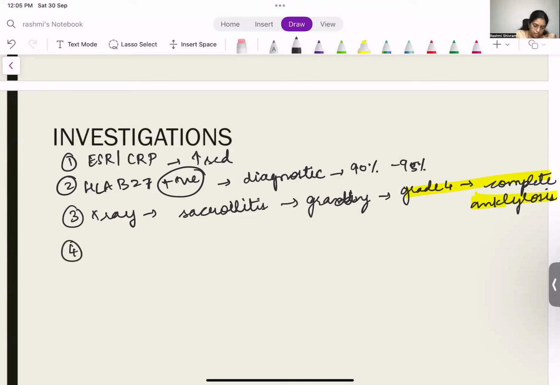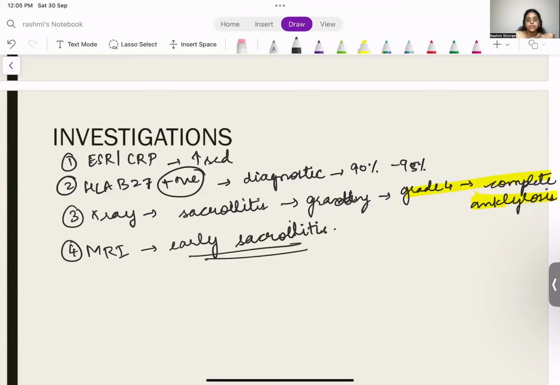If you are not able to find sacroiliitis on X-ray, to look for non-radiographic ankylosing spondylitis you should do an MRI, which will identify early sacroiliitis. Early inflammation and early edema are easily found on MRI. So this is very, very important.